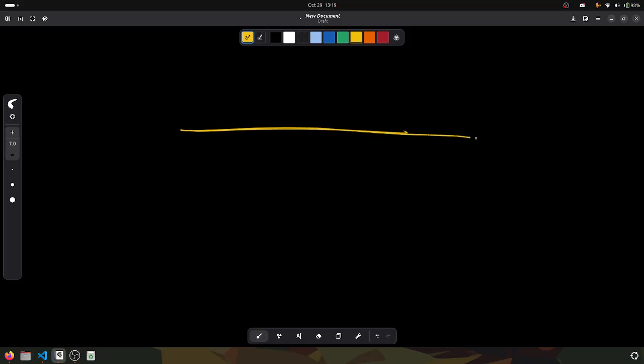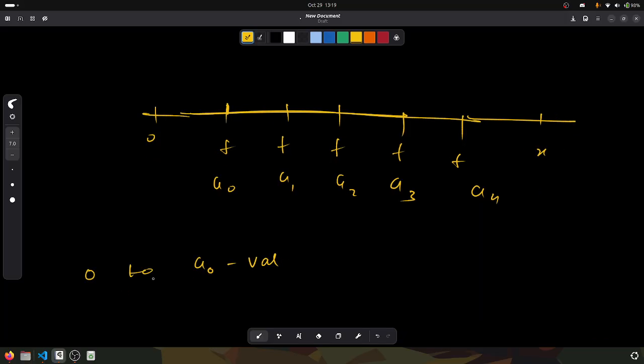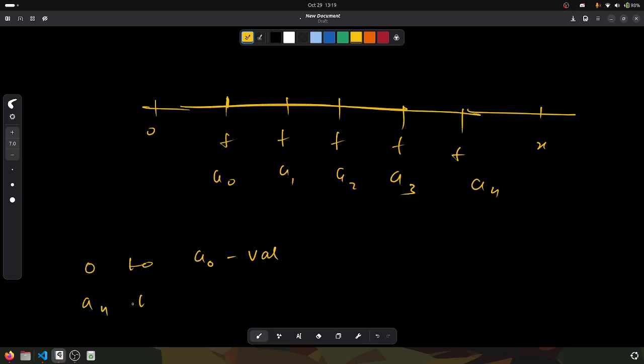So basically, let's say we have friends here, A0, A1, A2, A3, A4, and we have X here and 0 here. So we found out that we can place from 0 to A0 minus val, and we can place from A4 plus val to X. In these ranges we can place the teleporter anywhere, and that would be further from any friends than a distance of val. So here we can place, and here we can place.